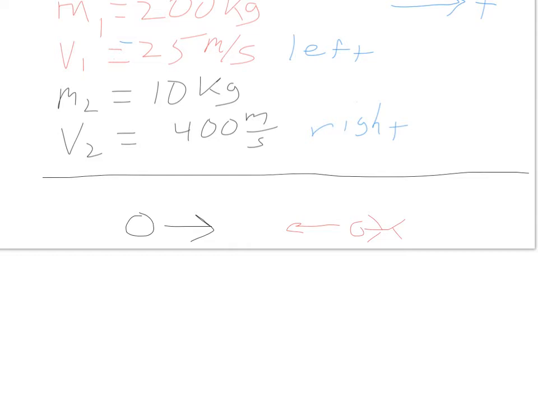Now again, this is an inelastic collision problem, but I'm going to start by writing the general form for conservation of momentum. The equation says M1 V1 plus M2 V2 equals M1 V1 prime plus M2 V2 prime, with those little primes just signifying after. It's going to help me keep track.